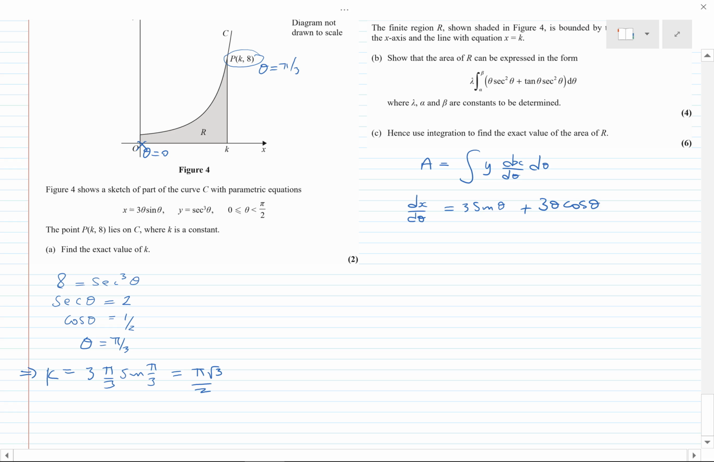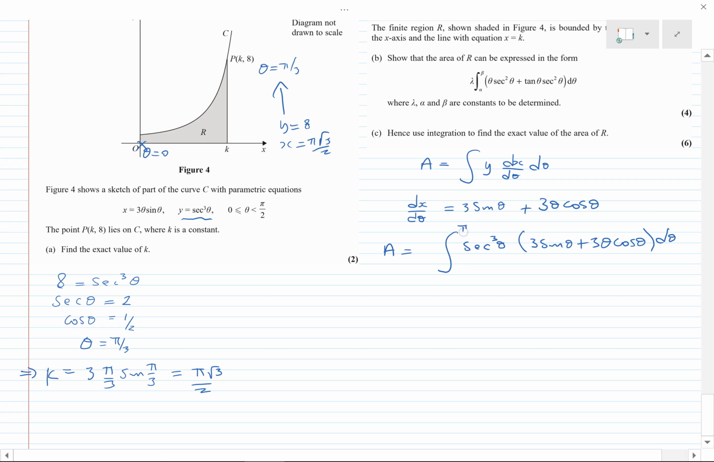Okay, so now we're putting it through into this formula here, so that gives us the area is equal to the integral of y, which is sec cubed theta, times dx by d theta, which is 3 sine theta plus 3 theta cos theta, d theta. And now the limits. Well, we know that theta equals pi over 3 here when y equals 8 or x equals pi times the square root of 3 over 2.